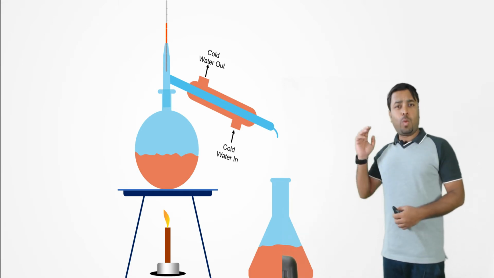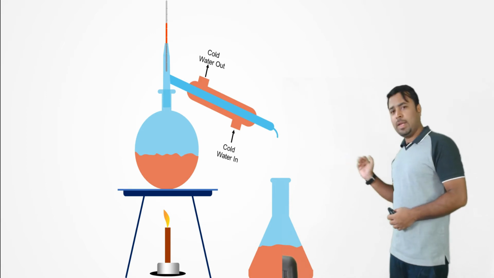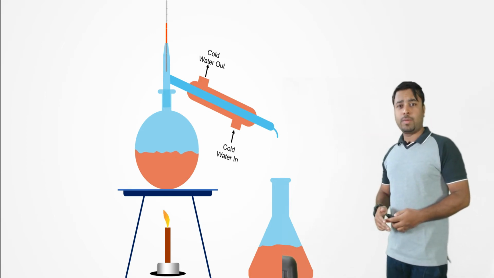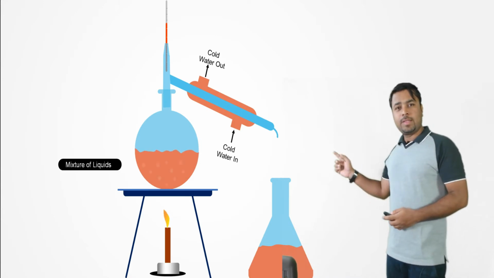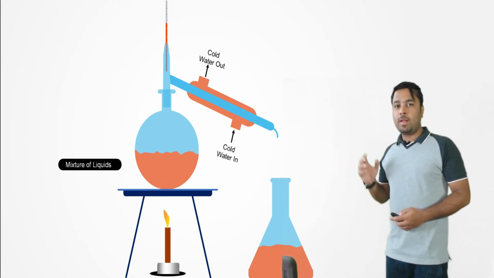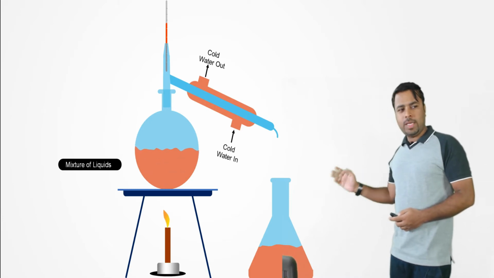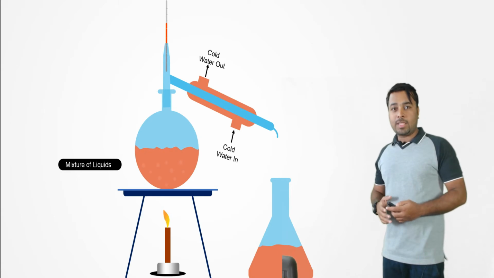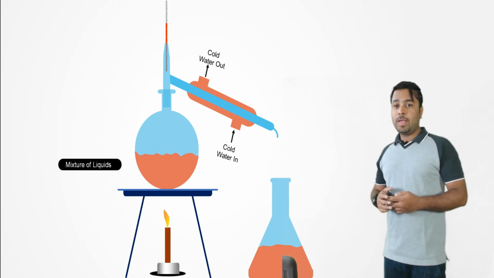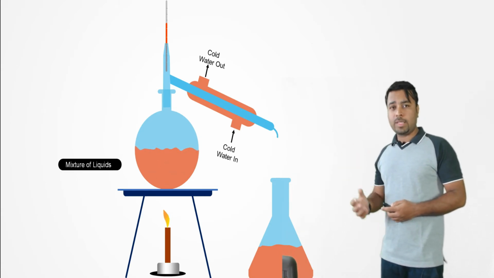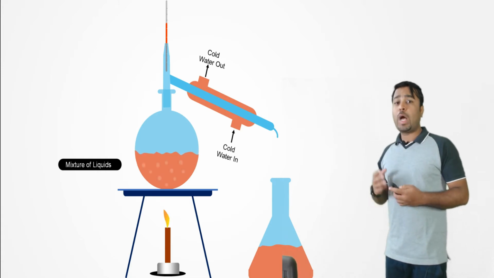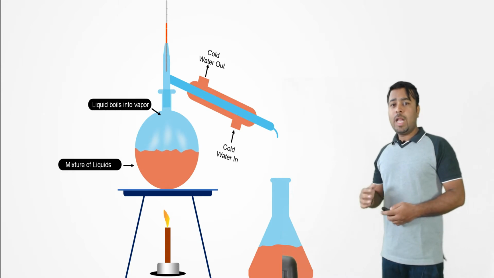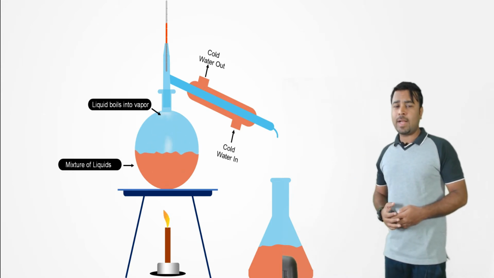The first thing you are seeing on this screen is a beaker which is containing a mixture of water. This is a mixture of liquids, and beneath that you can see a candle. The candle has a flame and the flame keeps the liquids boiling. That is why the water is boiling right now. So we have seen the mixture of liquids. Now we will see what exactly is happening inside the beaker.